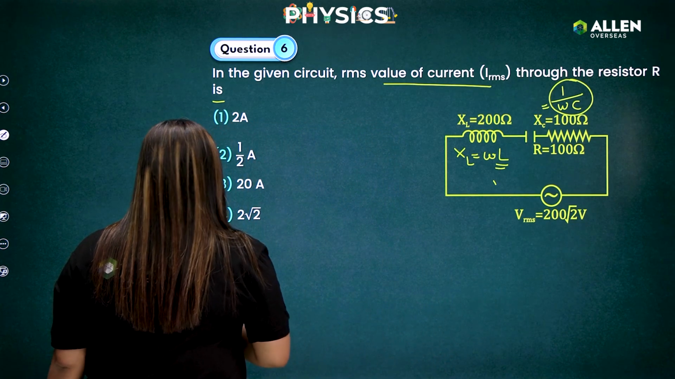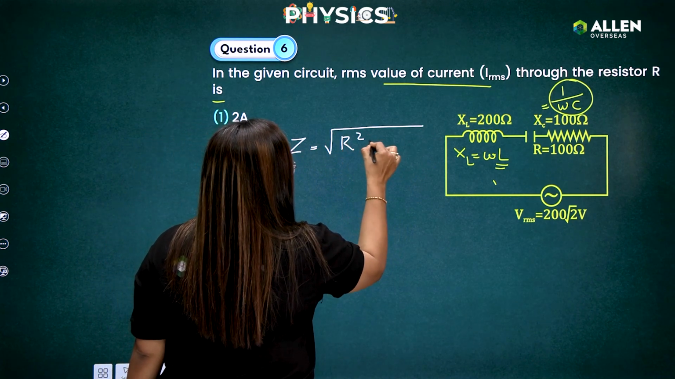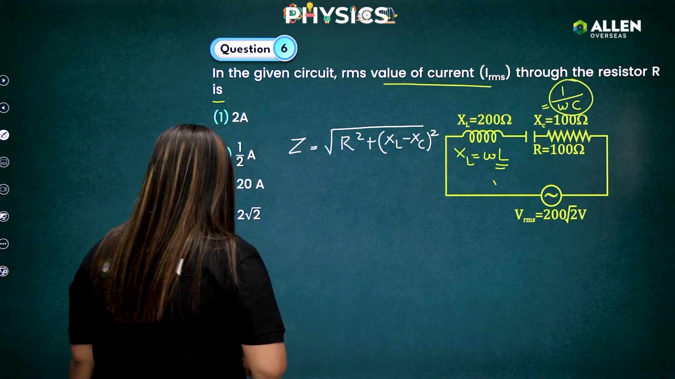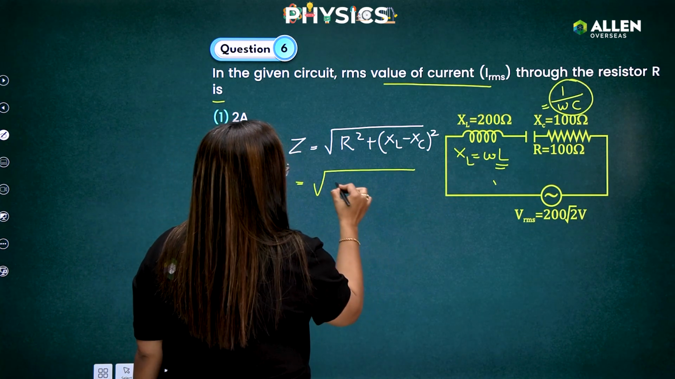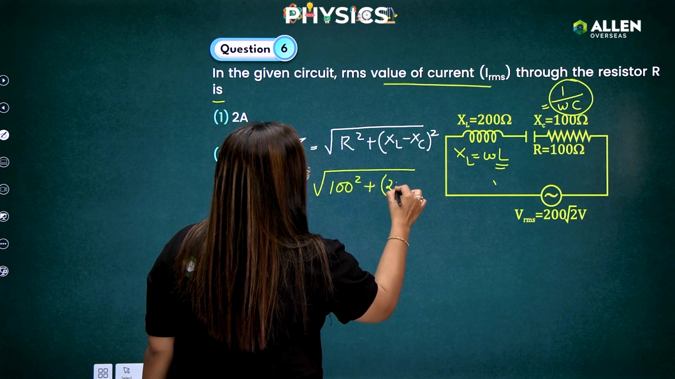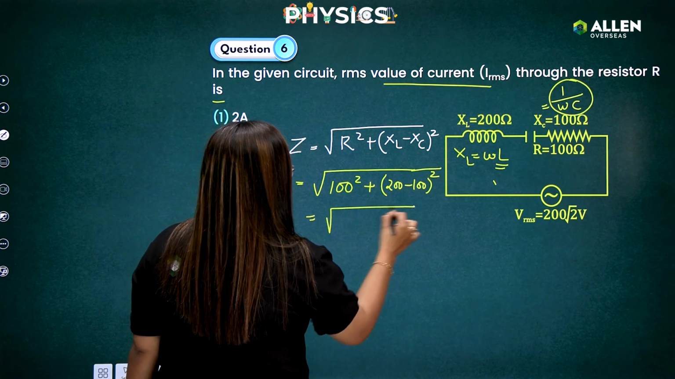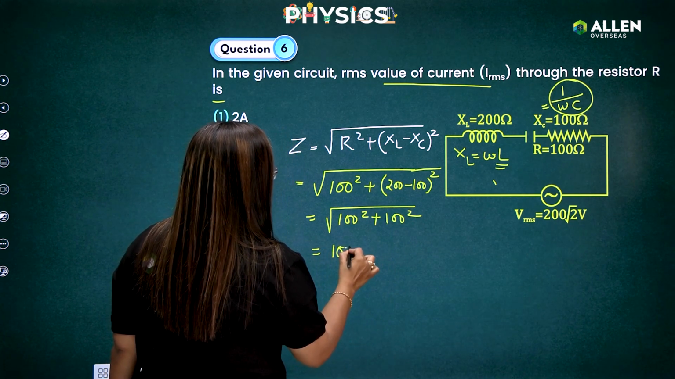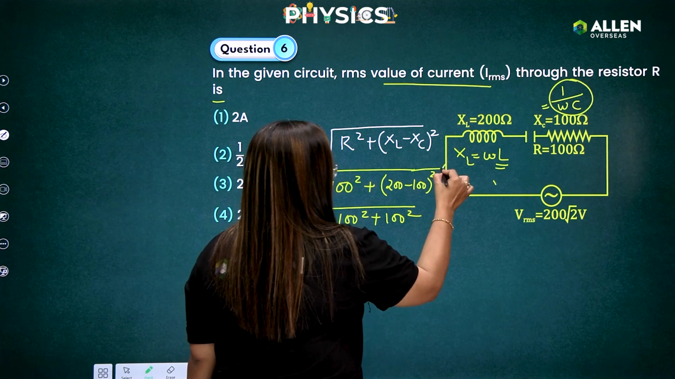So let us find the impedance. For the impedance, we know that it can be calculated as the square root of R square plus XL minus XC whole square, whichever is going to be greater. So here R square is 100 square plus XL minus XC, that is 200 minus 100, whole square. So we can write here 100 square plus 100 square, which is 100 root 2 ohm. And you know that the current is going to remain the same for all.